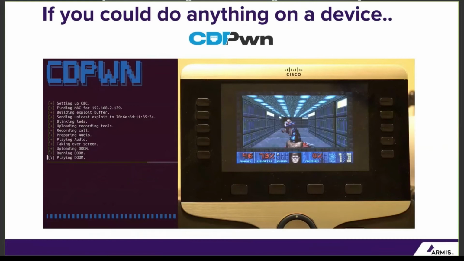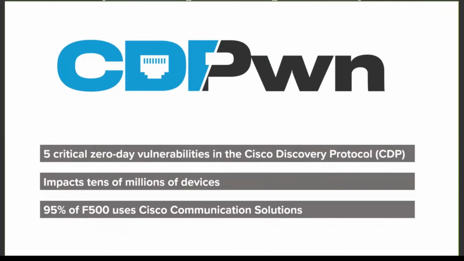So now that we understood Urgent 11, let's dive into the second vulnerability, which affects the medical industry in a different way, in an indirect way. So CDPwn is basically 5 critical 0-day vulnerabilities that we found inside some protocol that Cisco uses. It affects tons of Cisco devices, tens of millions of devices. And just so you get a reference, if you haven't heard the name Cisco yet, which I'll bet you have, 95% of the Fortune 500 companies use Cisco solutions inside their networks. And this vulnerability affects a whole ton of them.